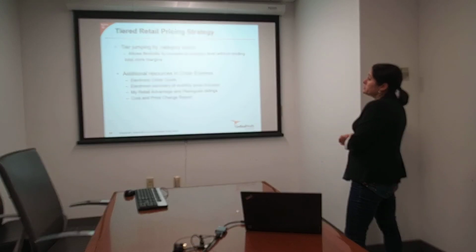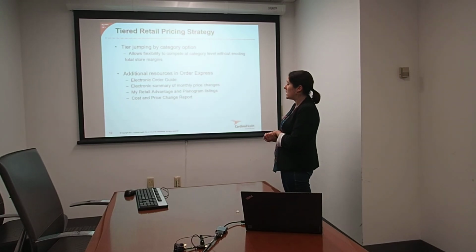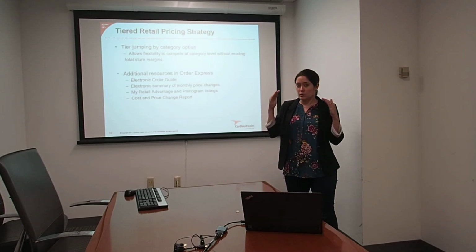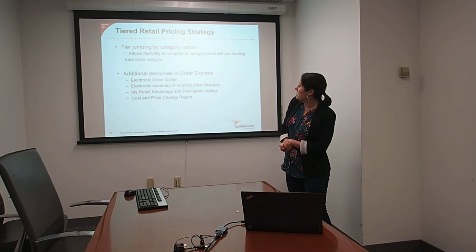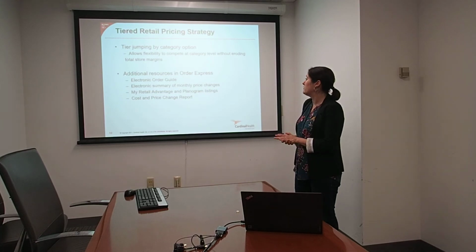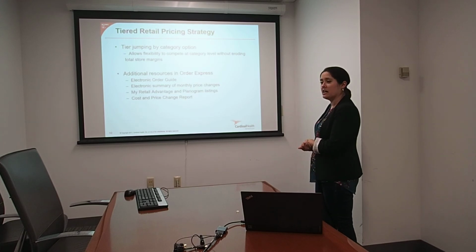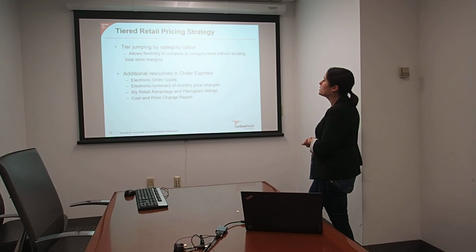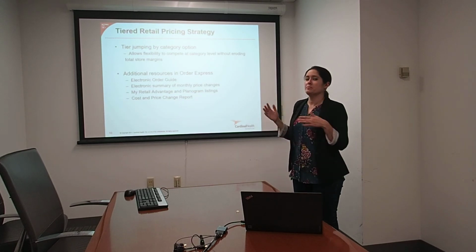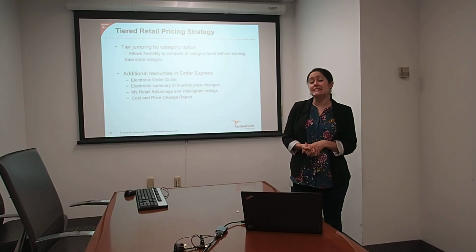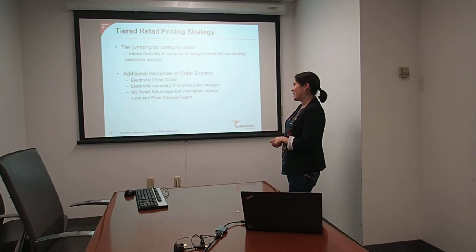For additional resources for any of these retail pricing strategies, we have an electronic order guide, which gives full listings of the retail prices. And then there's an electronic summary of monthly price changes that is posted every month. On the My Retail Advantage site, they have planogram listings and other resources. And then the cost and price change report, which is a vital report for maintaining your stickers and POS systems, making sure that they are aligned correctly.